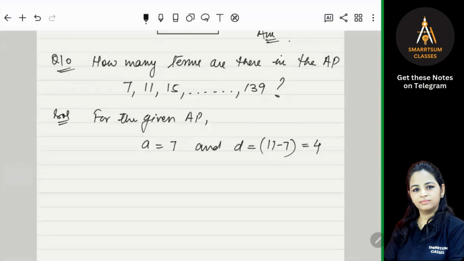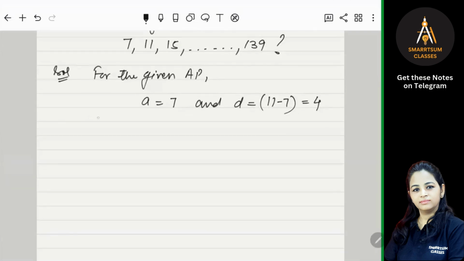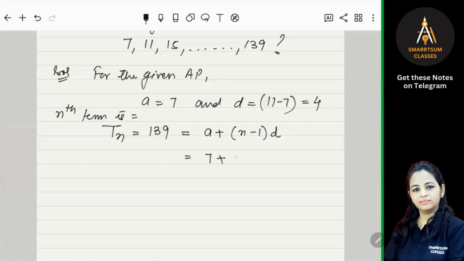Okay. Now suppose there are n terms, right? So Tn is equal to 139 at the nth term. The nth term is already given here. Getting that? Tn is 139, right? And we know that Tn is also equal to A plus n minus 1 into D. So now put the values of A and D here. So A is 7, n minus 1 into D, where D is 4, and this is equal to 139.